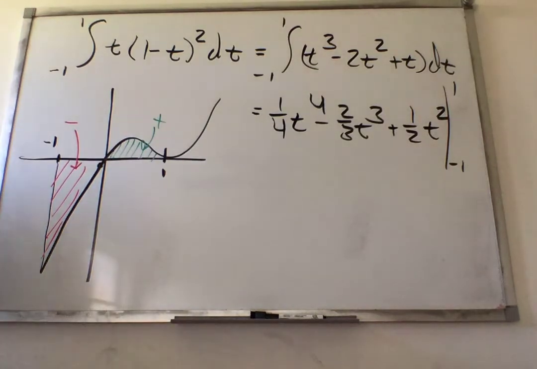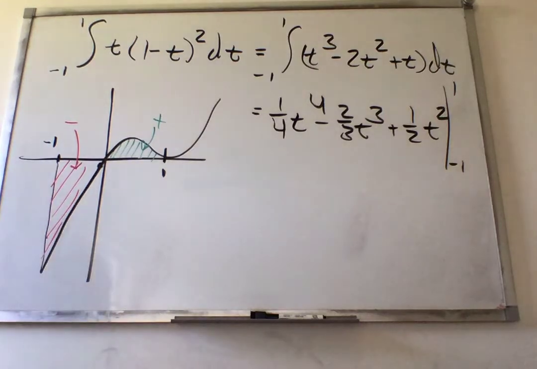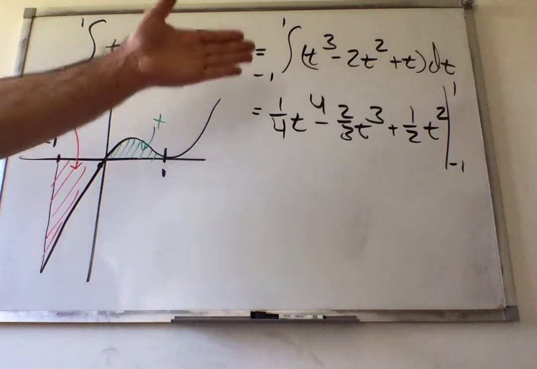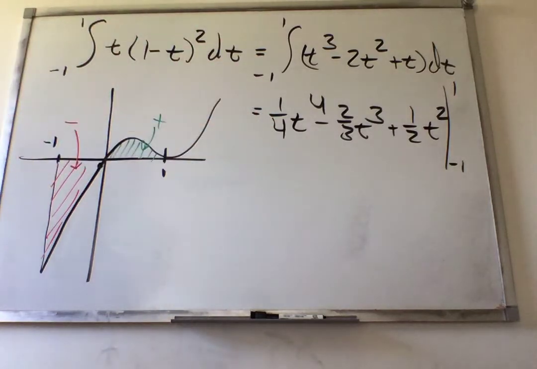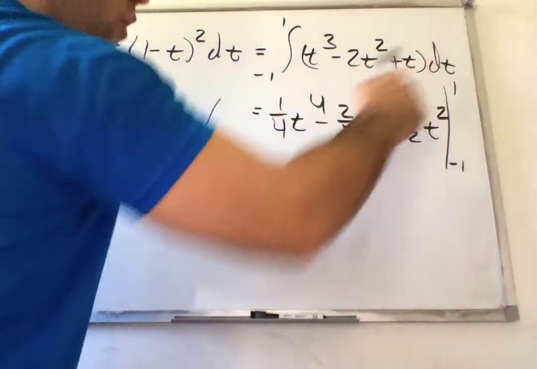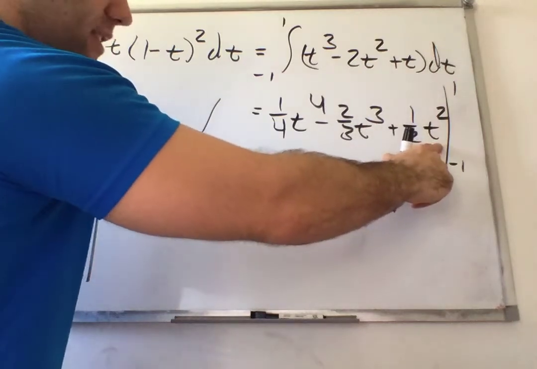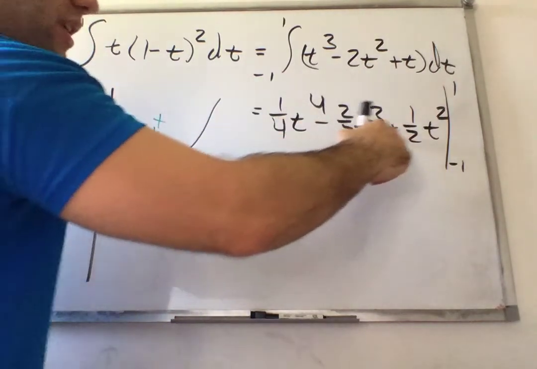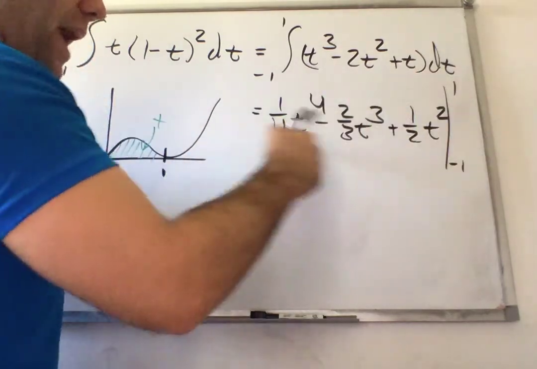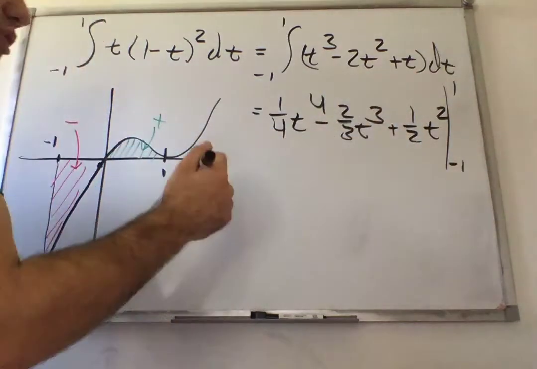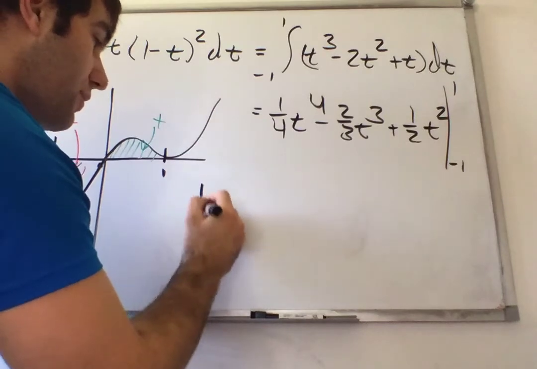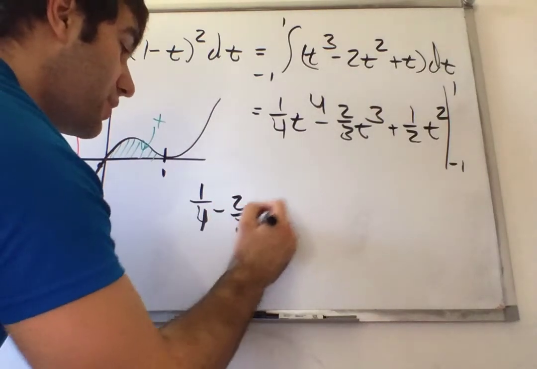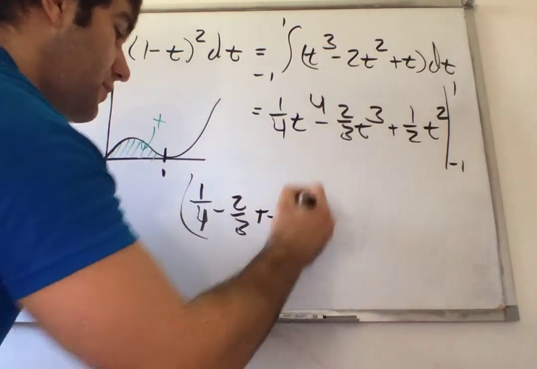Now this one we could plug in on our calculator. However, plugging in -1 into here is not that bad. If we plug 1 into every single piece, it doesn't matter what this number is. The 1s just go away and you get this number, okay? So plugging in 1, you get 1/4 minus 2/3 plus 1/2.